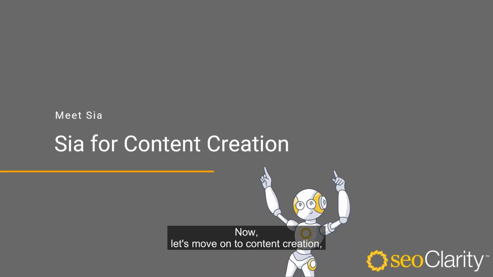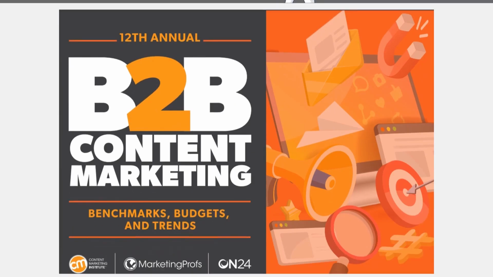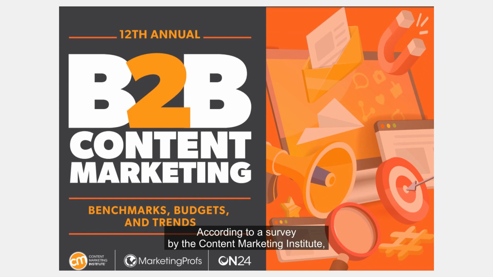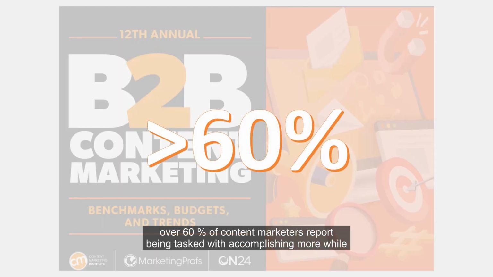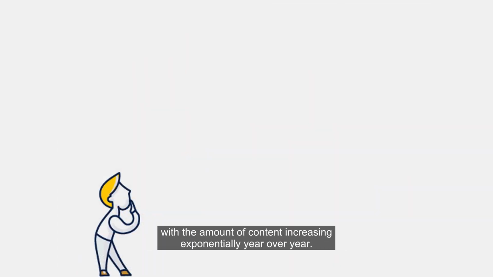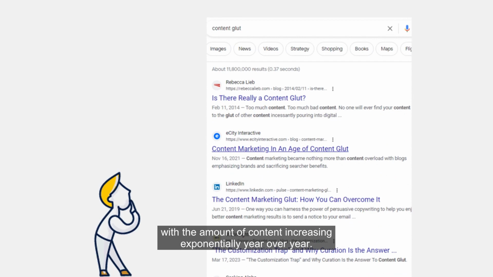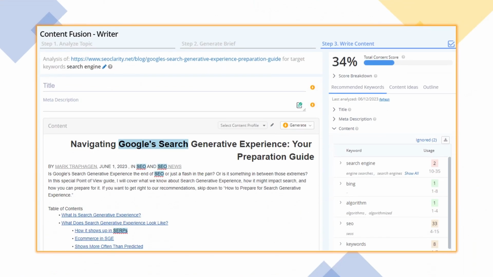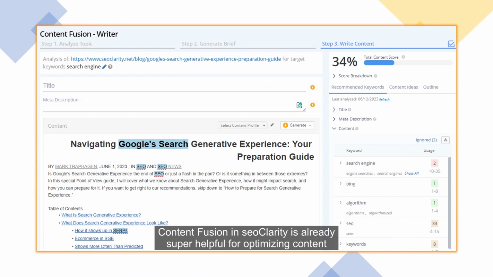Now, let's move on to content creation, the area where most of us think about using things like generative AI. According to a survey by the Content Marketing Institute, over 60% of content marketers report being tasked with accomplishing more while having the same or even fewer resources at their disposal. And there's so much competition in search, with the amount of content increasing exponentially year over year. Content Fusion in seoClarity is already super helpful for optimizing content, with a total content score, suggestions for keywords to add, topics to cover, outlines of top-ranking content, and lots more.